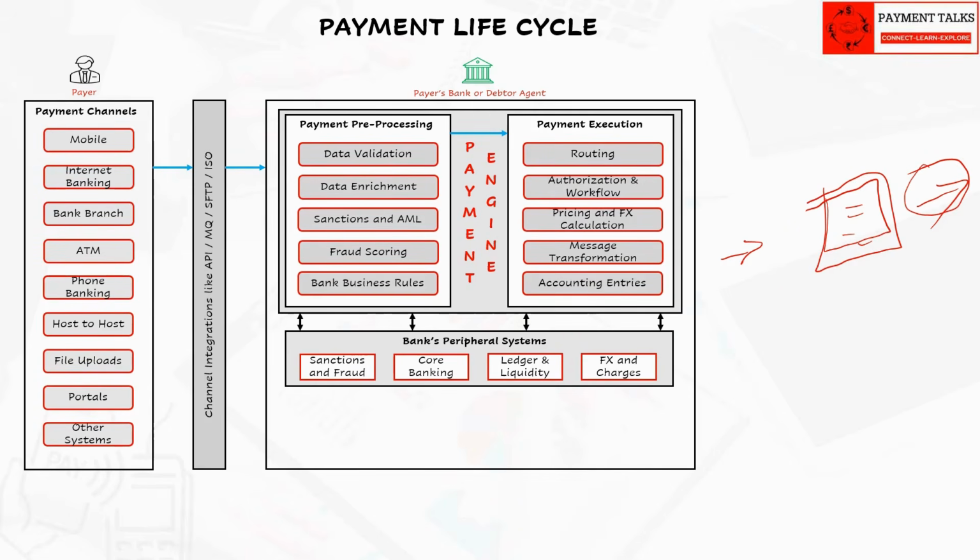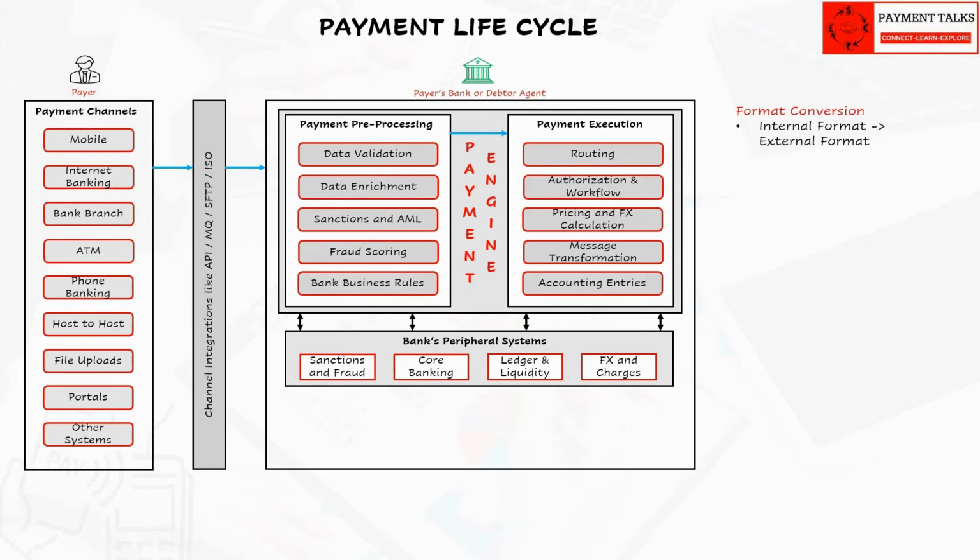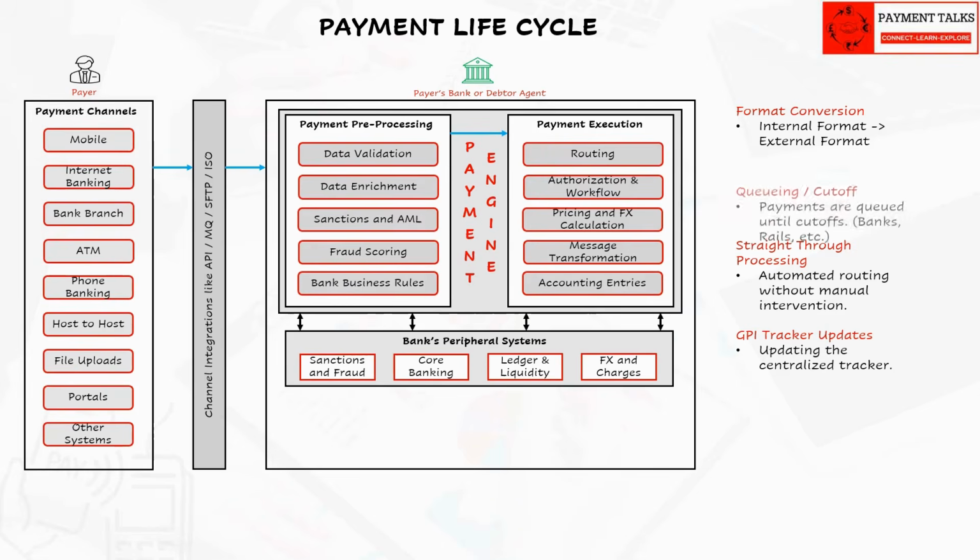In message transformation, the processed payment is converted to the required external format, Swift network or local clearing or any other. If all the steps are processed without any issue, then the payment is sent out as STP, straight through processing. Few networks have additional steps like Swift GPI, where the bank has to inform the centralized tracker based on the scenario. If cutoffs are breached, then payments are queued for the next day processing.